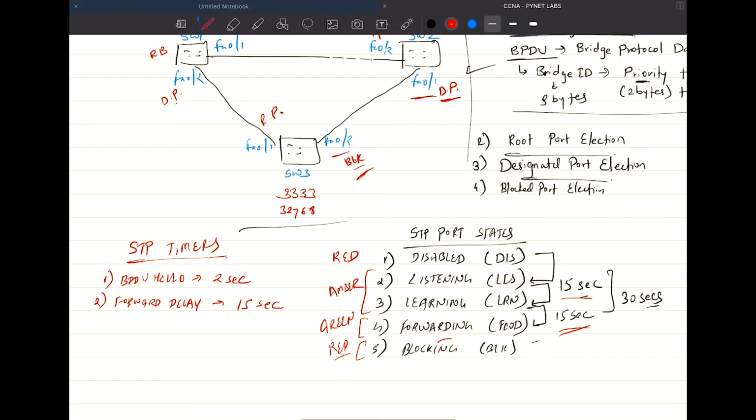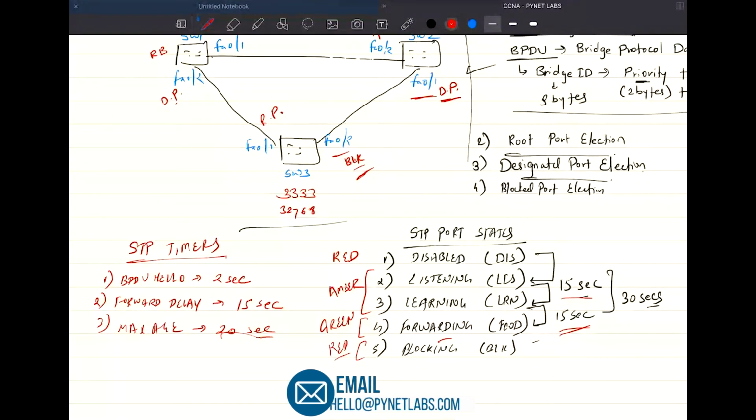And the third timer is max age time, which is 20 seconds. Meaning, if the switch doesn't get any BPDU for 20 seconds, it will announce that the link is down and it will turn the blocked port into a real port. Just like hello time and dead time that we had in our routing processes, you also have a max age time over here as well. Max age time is 20 seconds. Do you understand this now? STP timers? Perfect. That is exactly what will happen over here.